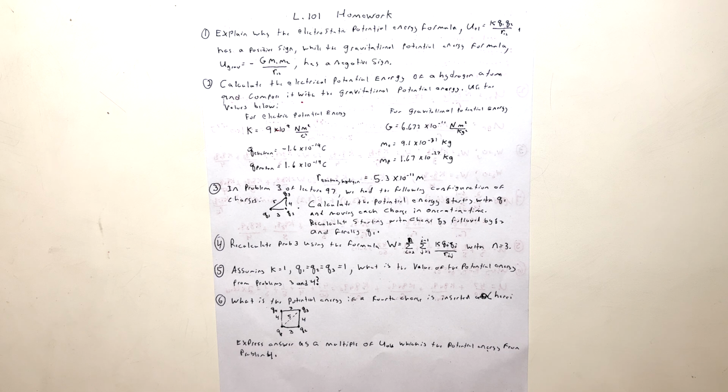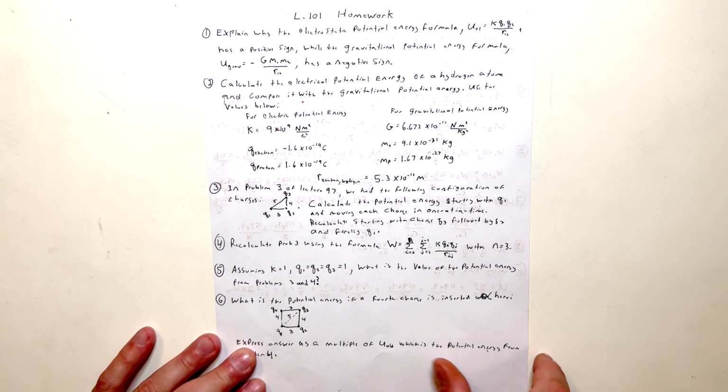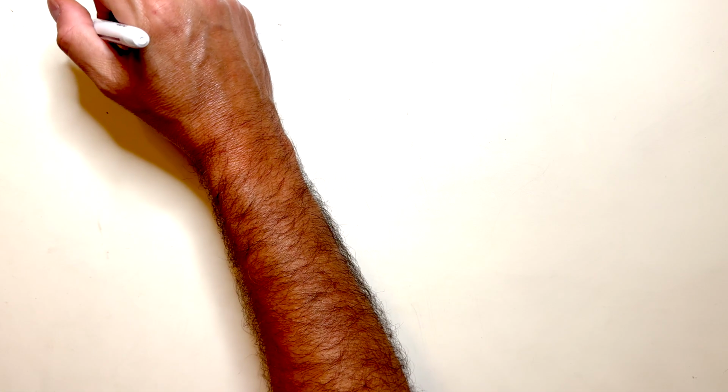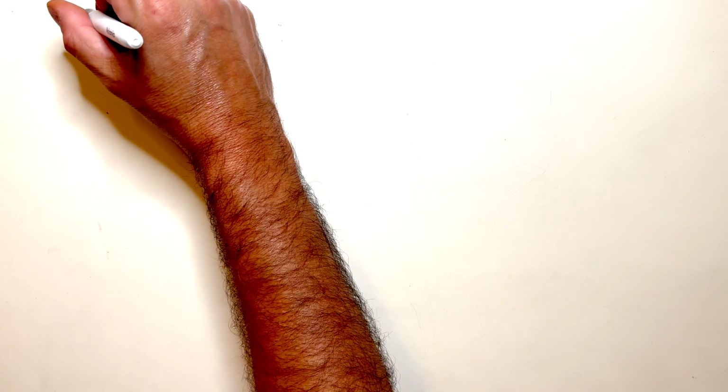Number 2, calculate the electrical potential energy of a hydrogen atom and compare it with the gravitational potential energy. Use the values below. And so I give you a set of values to use in the calculations. This is very similar to what we did in the lecture. Let me just go over it real quick. So let's calculate the electrical potential energy for a hydrogen atom.